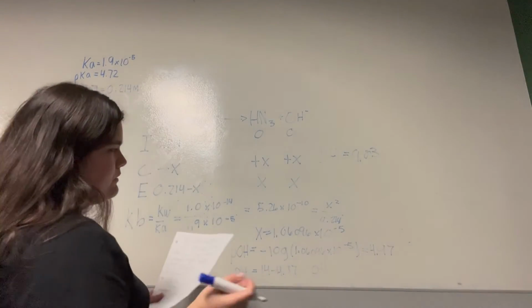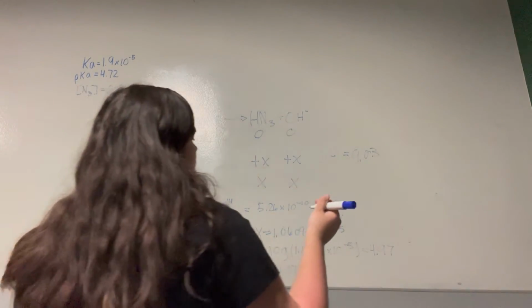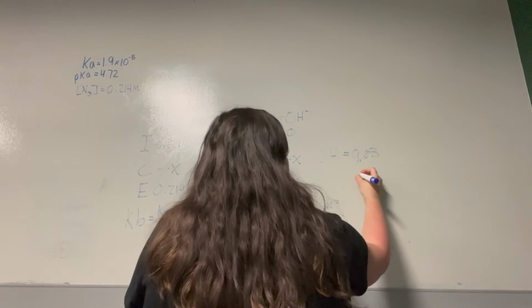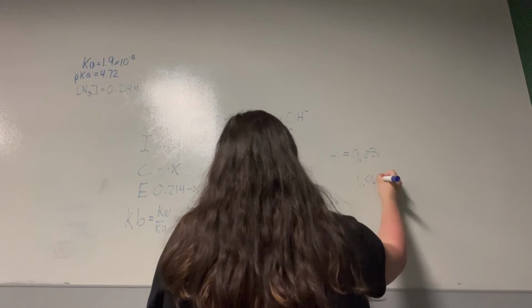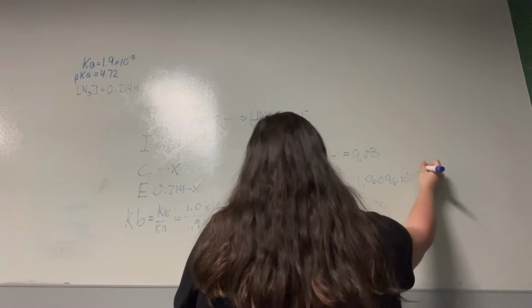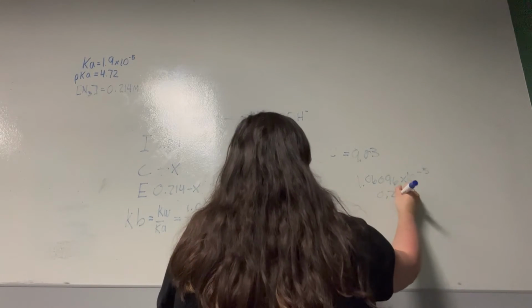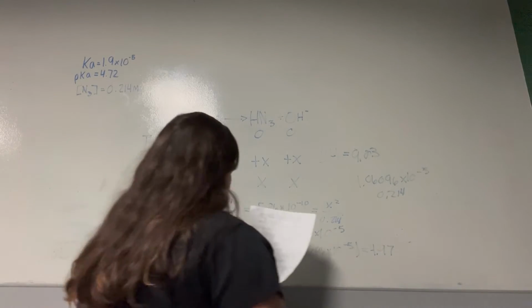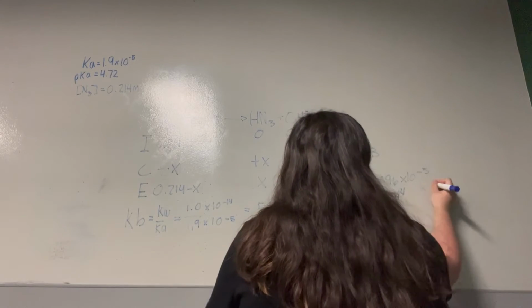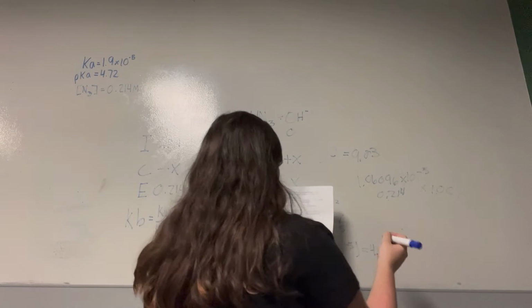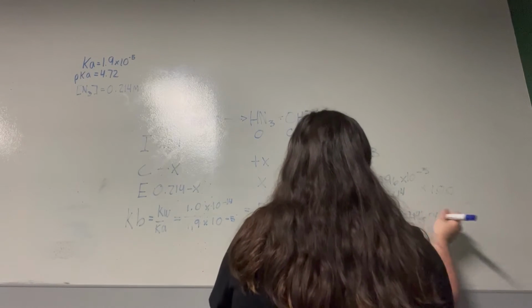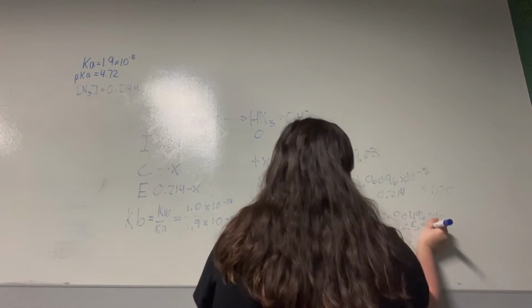And we can verify all of this work by doing the 5% assumption. And I can do that right here, I believe. And we can just put the value we got for x, 1.06096 times 10 to the negative fifth, over 0.214, which is the molarity of N3 to begin with. And we multiply that by 100 to find percentage. And that would equal 0.00496%, which is less than 5%. So the assumption is valid.